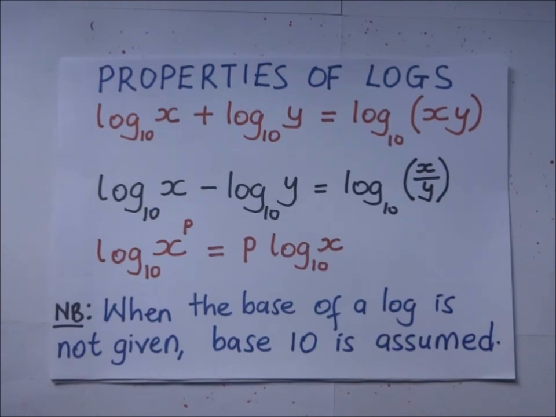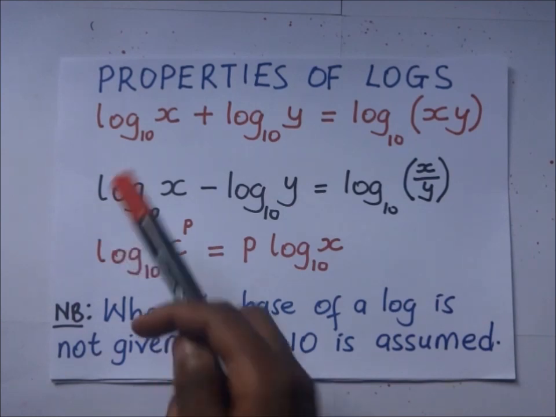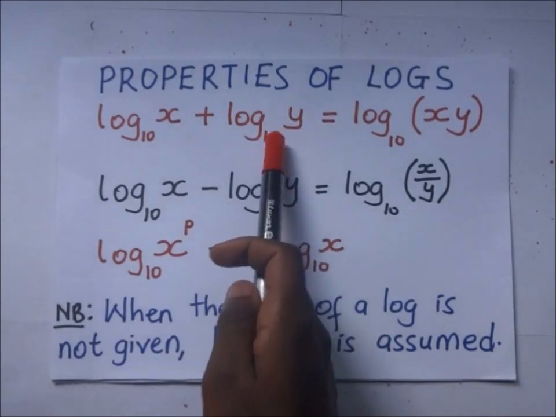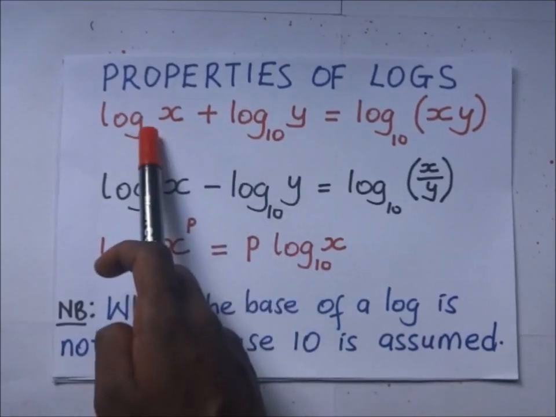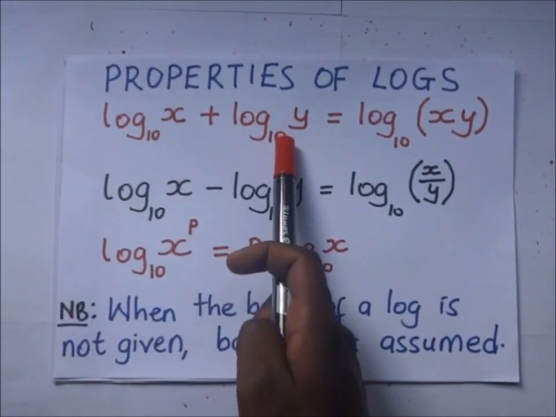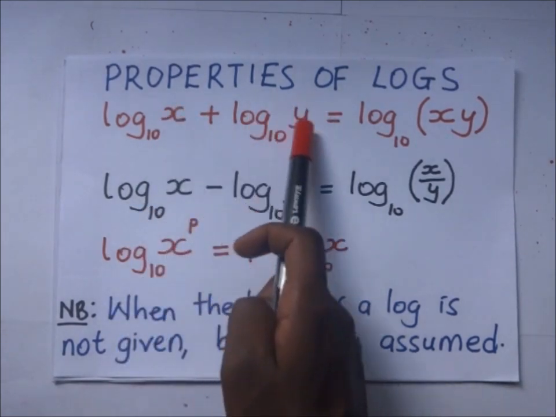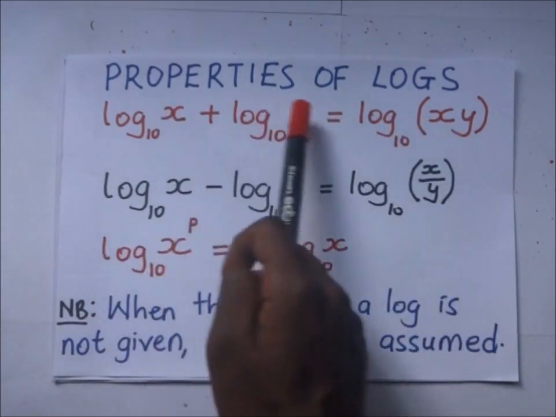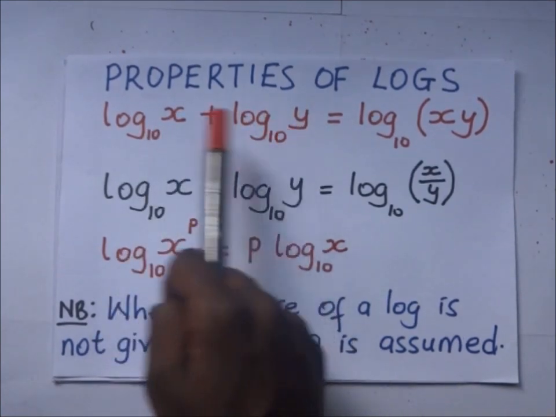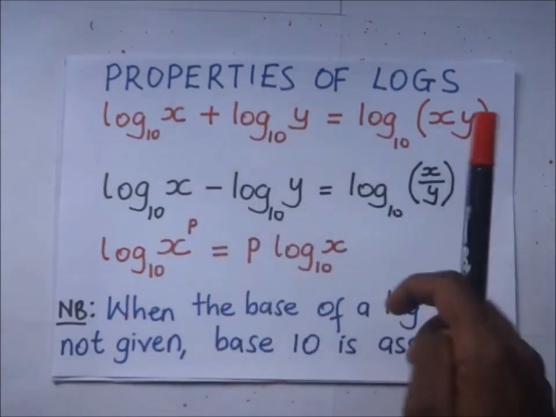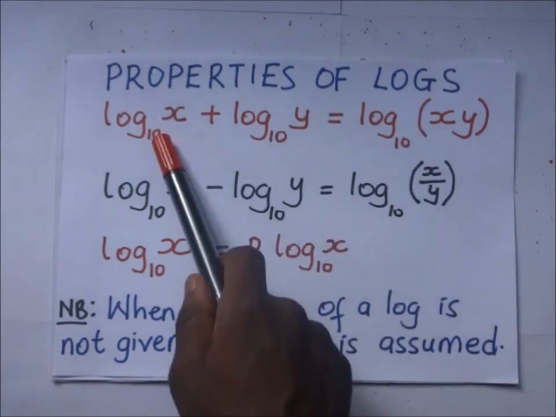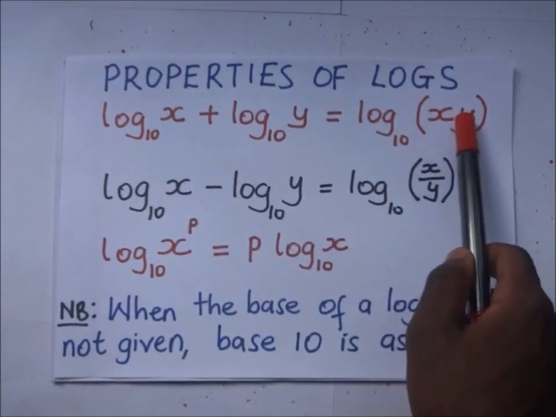Now, when we're looking at the properties of logarithms, we are looking at how we add logarithms and subtract them. The first property is how we add logarithms. This is log x to base 10, log y to base 10. When we're adding two logarithms and they have the same base, for this case it's base 10, what you do is you multiply the numbers. When the base is the same, base 10 for example here, you shall multiply x by y. When it's addition, you multiply. So it's going to be log base 10. You maintain the logarithm and its base, and then you multiply the numbers.